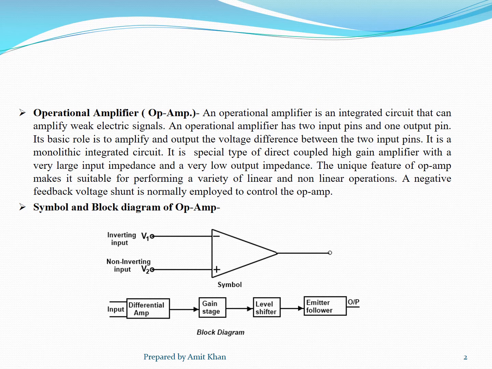Next we can see the symbol and block diagram of op-amp. This is the symbol of the op-amp. V1 is the inverting input and V2 is the non-inverting input. Then comes the block diagram. You can see that the input first goes to the differential amplifier and then goes to the gain stage, then the level shifter, and then to the emitter follower. From the emitter follower we get the output.